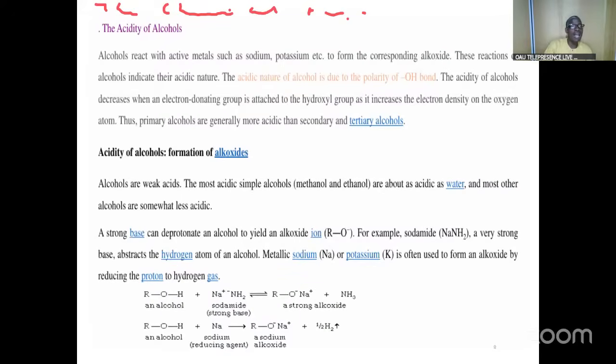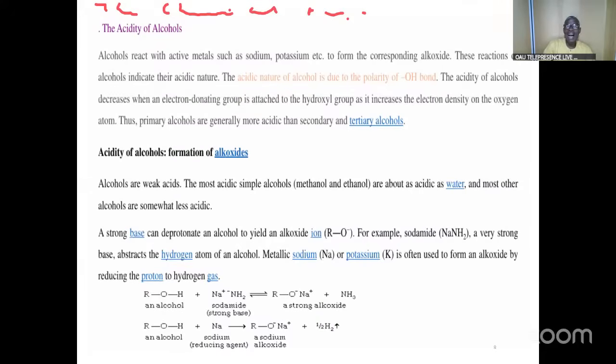Now, we are looking at the acidity of alcohols. Alcohols react with active metals such as sodium, potassium, etc. to form the corresponding alkoxide. Just like we have hydroxide, we also have alkoxide. Now, these reactions of alcohols indicate their acidic nature, just like even water. Water also has, yes, we say it's neutral, but we'll see very soon.